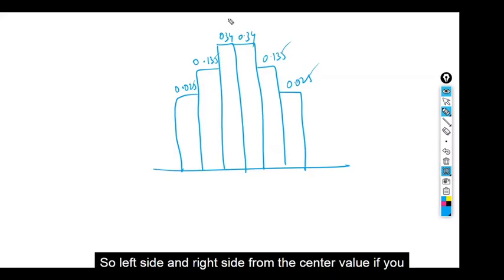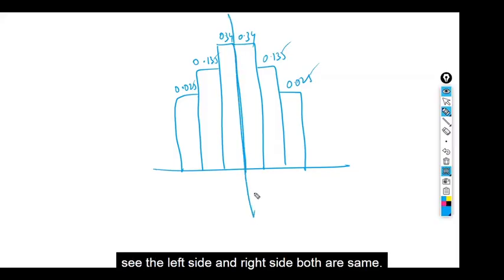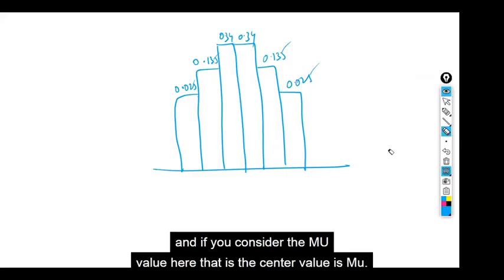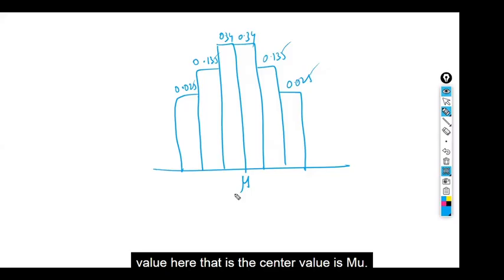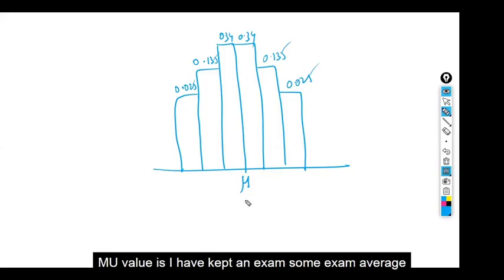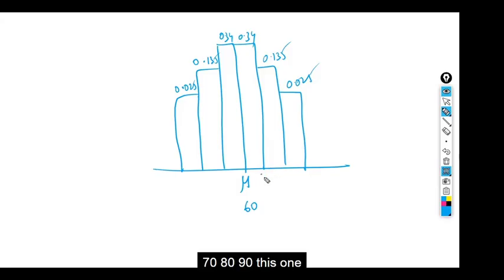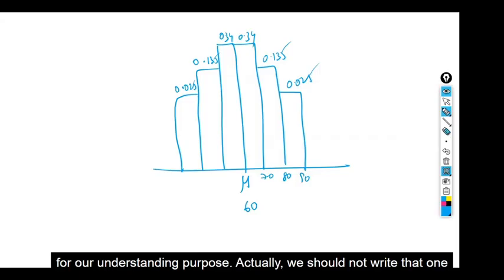So the left side and right side from the center value, if you see, both are the same. If it is forming a symmetrical distribution, the center value is mu. For example, in this class, I have kept an exam, and the average marks are 60, assume. After that, what is the next number I am going to write? 70, 80, 90. For our understanding purpose, actually we should not write that one.